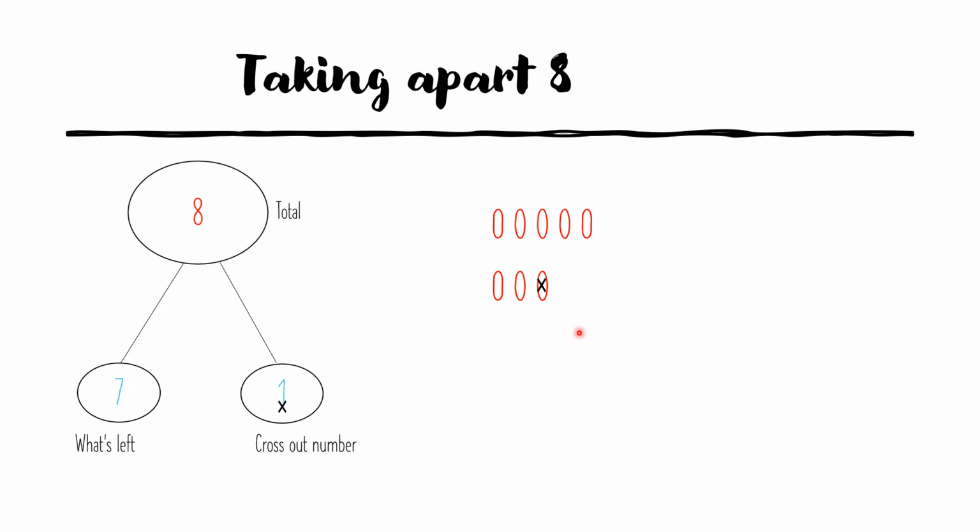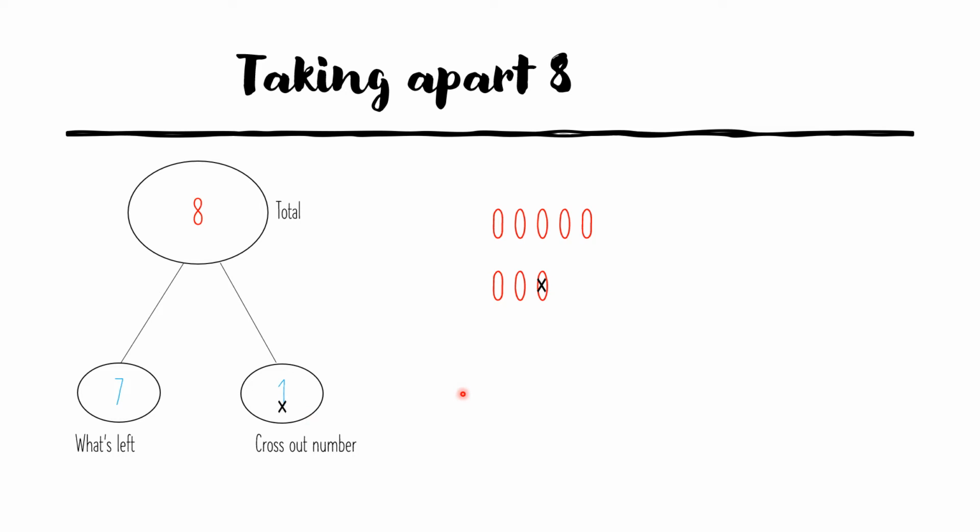But that's not all we can learn from this drawing. What's this right here? That's our crossout. That means that one circle was taken away. We represent this in our number bond by putting it in one of the parts. One circle was taken away.